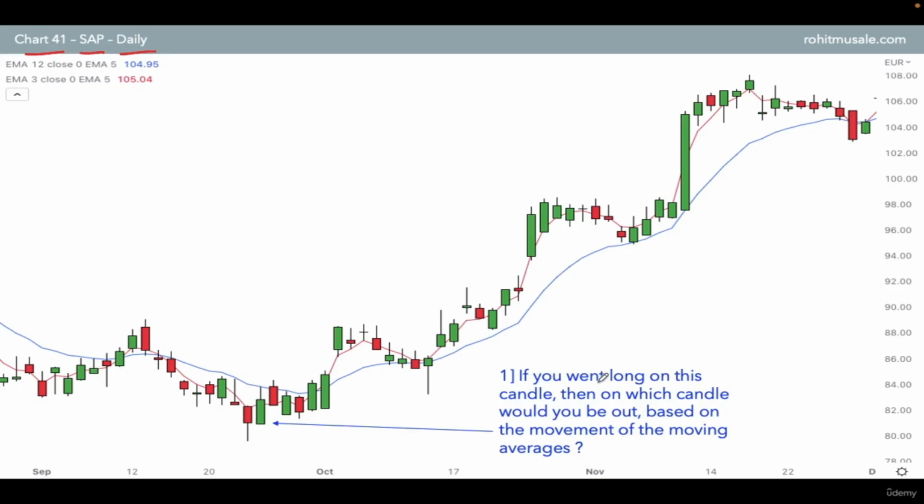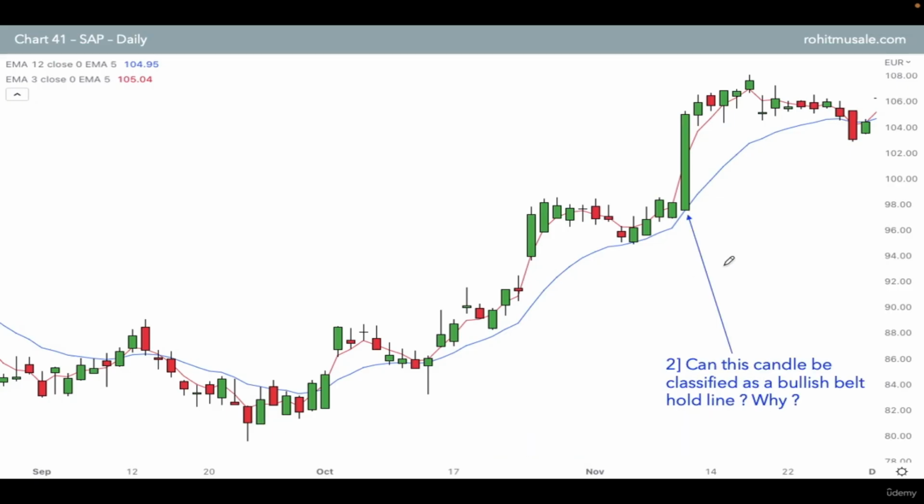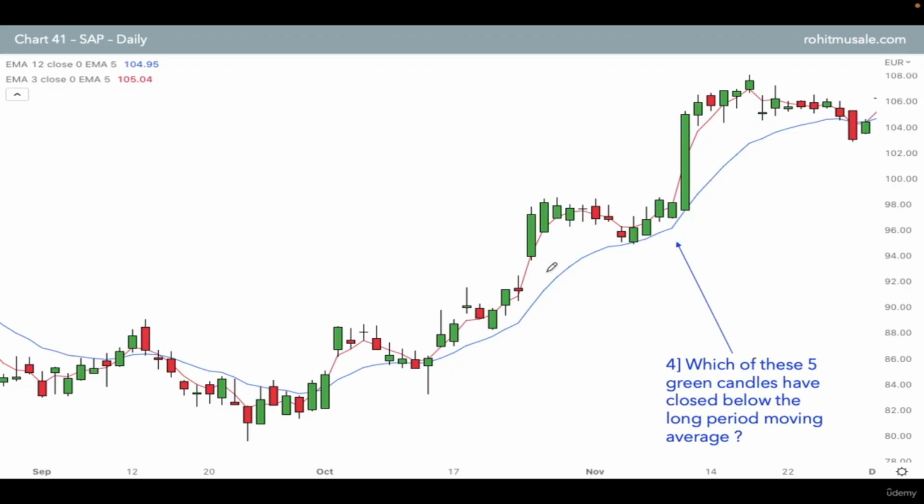Question 1. If you went long on this candle, then on which candle would you be out based on the movement of the moving averages? So this green candle. Number 2. Can this candle be classified as a bullish belt hold line? So this one. Number 3. What does this window indicate? So here. Number 4. Which of these 5 green candles have closed below the long period moving average?